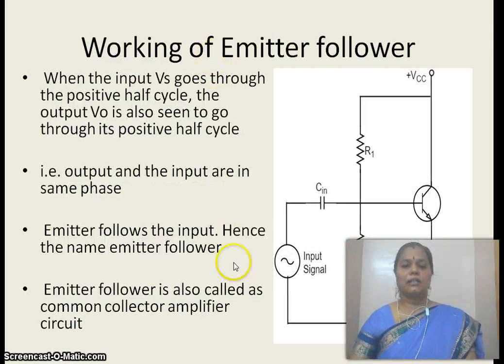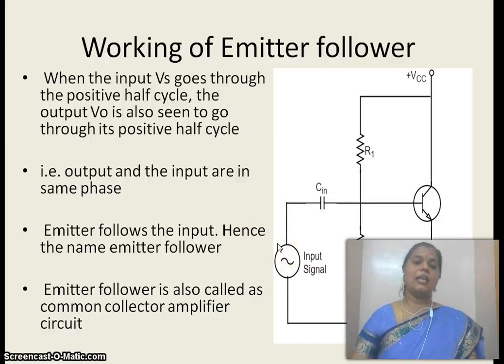And how does this work? If the voltage source, that is Vs, increases, this voltage will also increase, and the output will be the same as the input voltage. When we take the output across the emitter, the output will be the same as the input. So the emitter is following the input voltage, and hence the name emitter follower circuits.